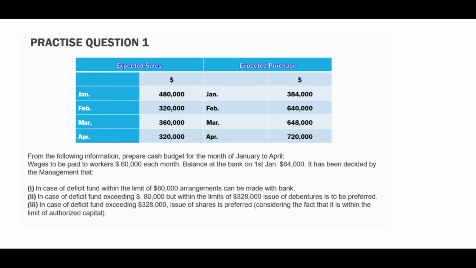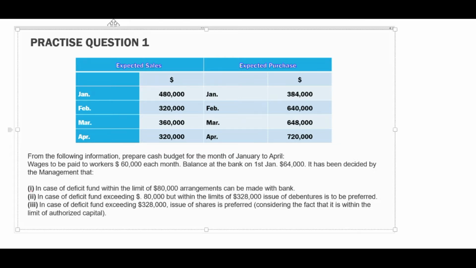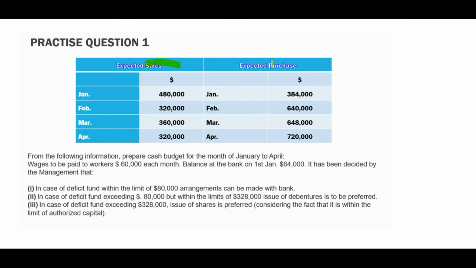Practice question 1. Let's look at the information given to us. Expected sales will become our inflow, and purchases will become our outflow. Right, so this is the information. Prepare a cash budget for the month of January to April.